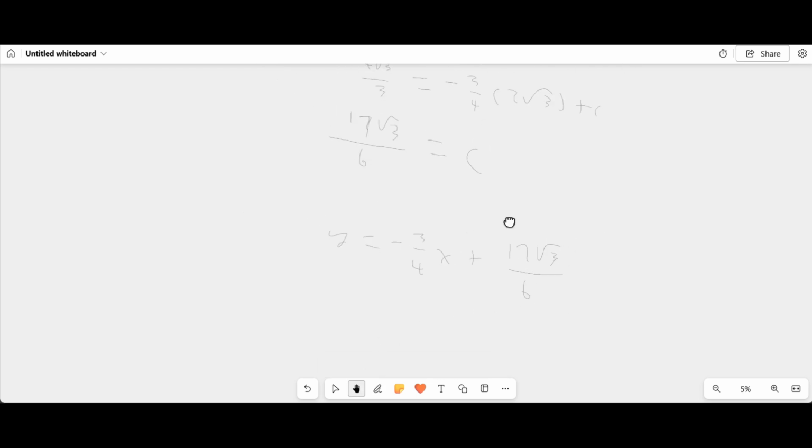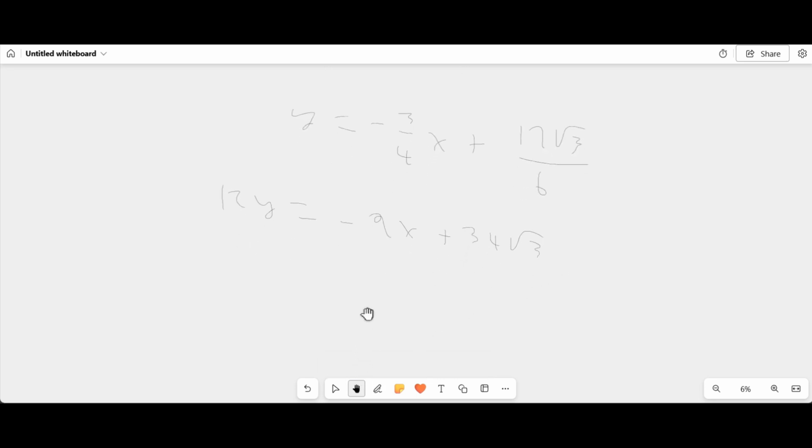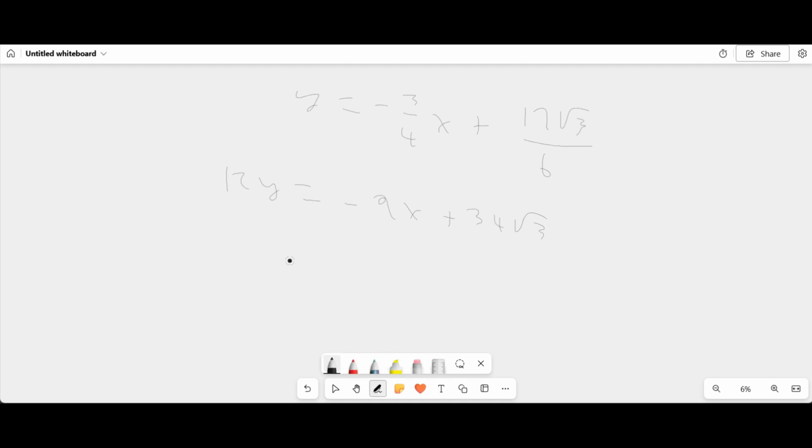And now times everything by 12, so you're going to get 12y is equal to minus 9x plus 34 root 3. And then bring that all to one side, to the left hand side, so it's going to be 12y plus 9x minus 34 root 3 equals 0. And that's the answer.